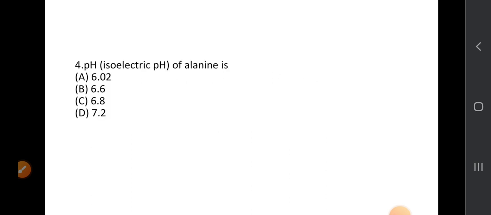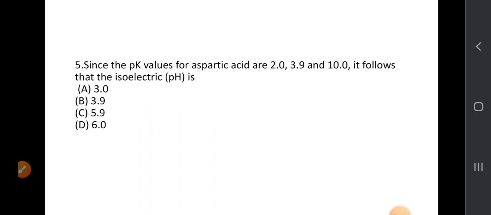Fourth question is, the isoelectric point of alanine is. Please don't copy from the internet or book. Stay true to yourself. Okay, so A is 6.02, B is 6.6, C is 6.8, or D is 7.2. Then the fifth question is, since the pK values for aspartic acid are 2, 3.9 and 10, it follows that the isoelectric pH is: option A says 3, B 3.9, C 5.9, or D 6. Pause the video and write your answer.